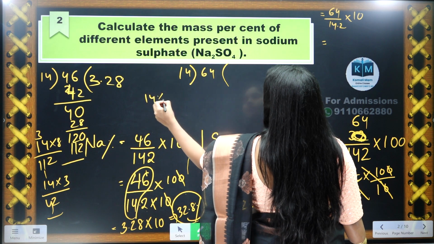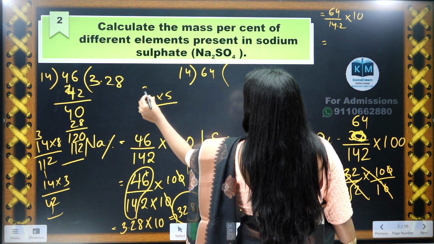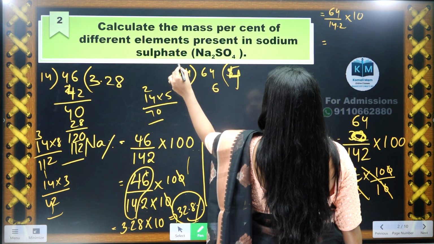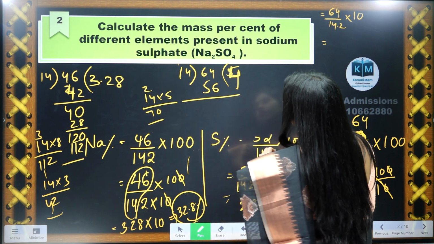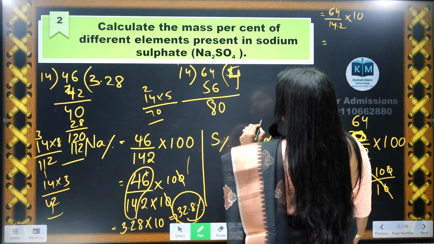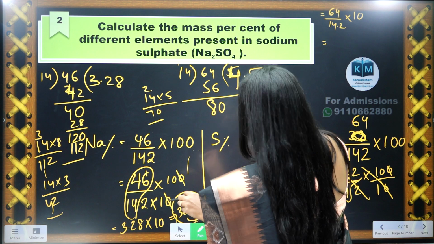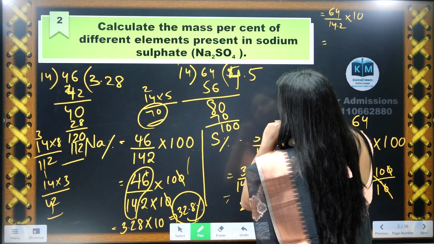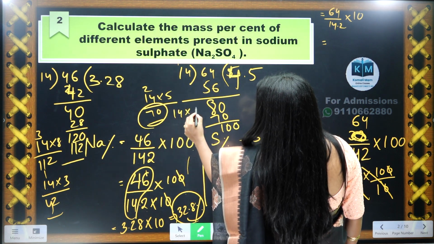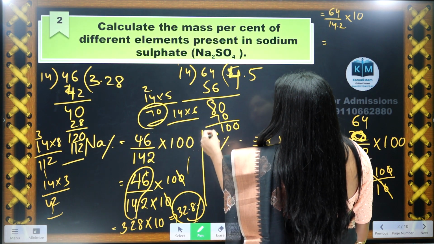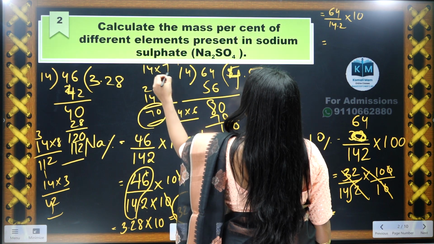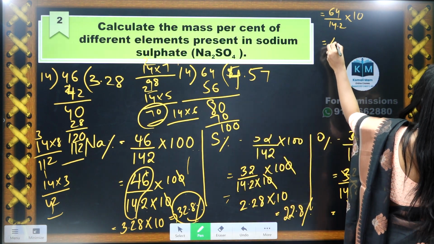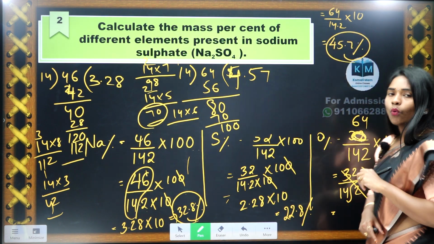Then 14 5s are 70. 4 4s are 16, 1 4 1s are 4, 1 54, 56, correct? Then 8 is left, 0.0. 14 5s, we already did, 70. So 70, 10 is left, keep a 0, then 14 6s are 84, 14 7s are 98. I'll keep 7. Clear, students? Then we will be getting the answer around 45.7%. What do you say?